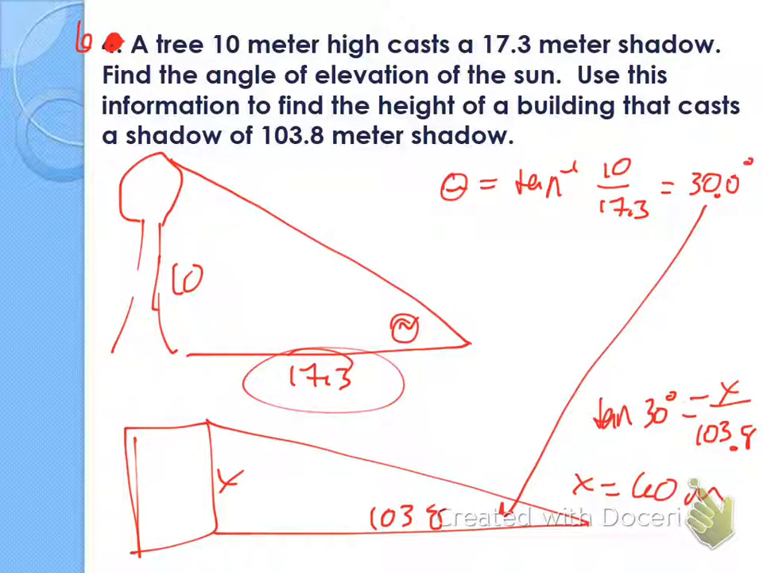Now, at the same time of day, as long as the building is in the same vicinity of the tree, then the angle the sun is hitting the tree should be the same as the angle that the sun is hitting the building. So we can take that angle over into our building situation where we want to find the height of the building, and its shadow is 103.8 meters long. Just use that 30.0 degrees. You're going to want to use the entire decimal in your calculation there. So carry that angle measure over, and then we're just going to do tangent of that angle measure equals x over 103.8. Since x is up high, we're going to multiply.